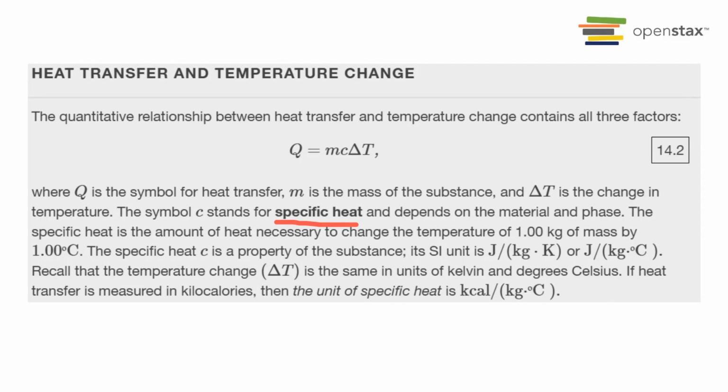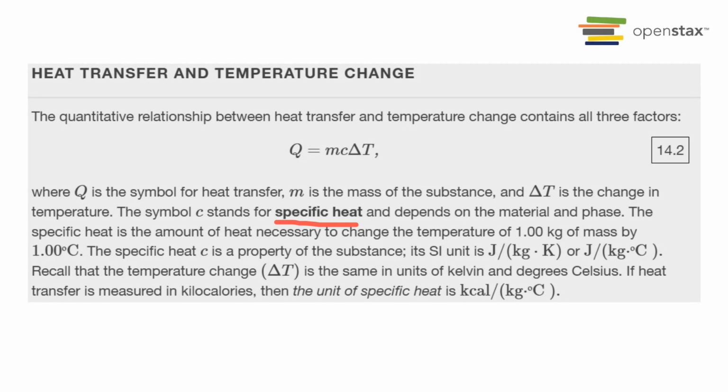And so specific heat is the amount of heat necessary to change the temperature of 1 kilogram of mass by 1 degree Celsius. The specific heat C is a property of the substance itself.